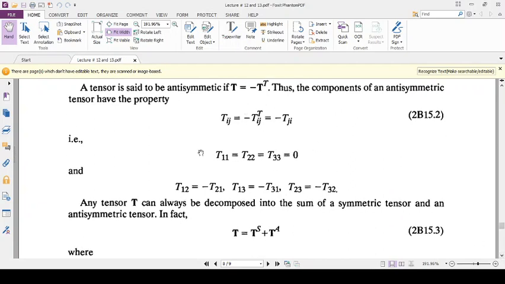For an antisymmetric tensor, you know that diagonal components become 0, because if you have T_ij equals minus T_ji, then T11 equals minus T11. Then you can take it from the right to the left side, 2 times T11 equals 0, so T11 equals 0.